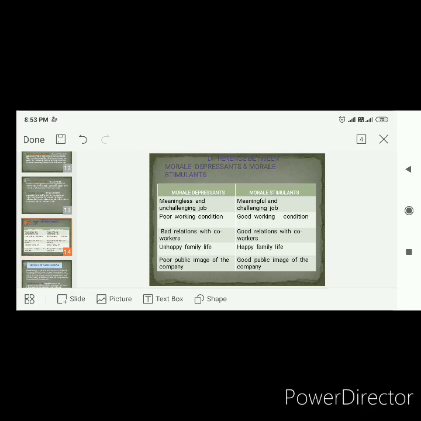Another one, unsound policies and practices of management. The policies and practices of management may not be good for the employee, and the employee is not taking it in a positive way. So that would be one of the factors for the morale depressant, because it depends on the employee. If the employee is taking it as negative, that means it's negative for him. He can't take it positive. If he's feeling negative, then he'll be taking negative. Like sometimes what happens, in the class, if we tell you something, if you take it positive, then it's okay. But if you take it negative, then you take it negative every time. This is happening now.